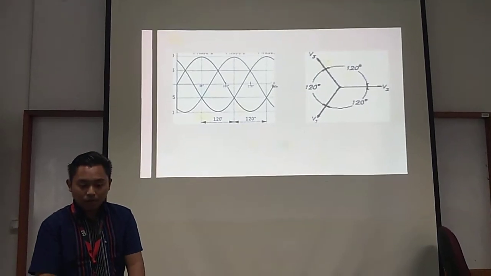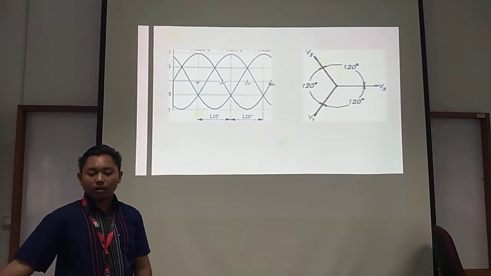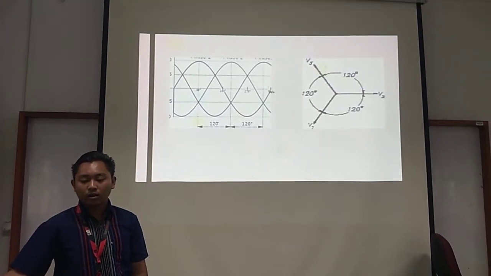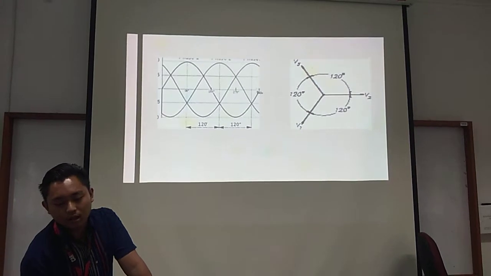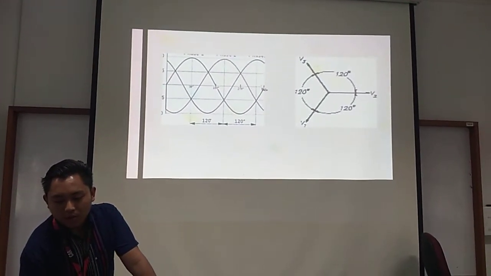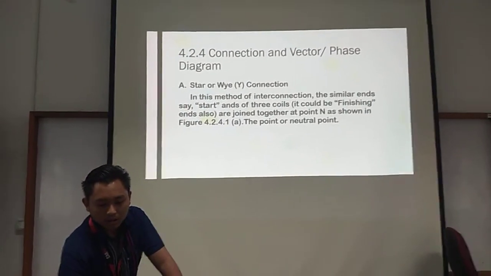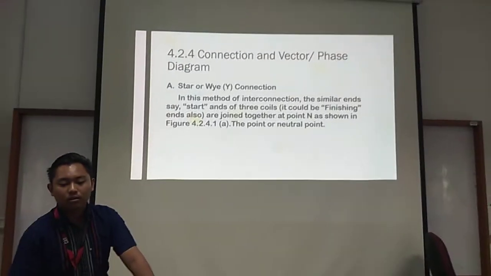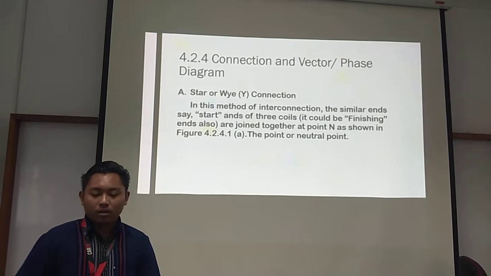This is an example for the wave. The three-phase rotation is 120 degrees. V1 is 120 degrees, V2 120 degrees, V3 120 degrees.